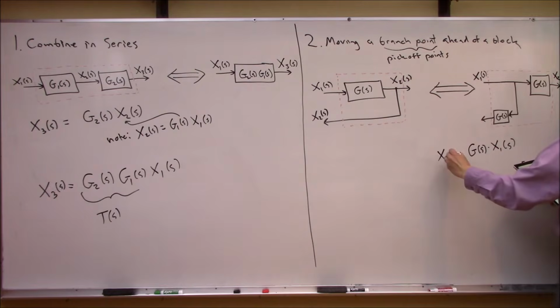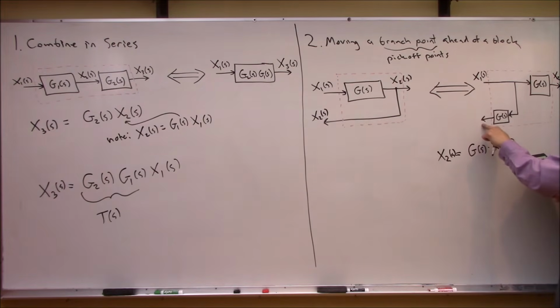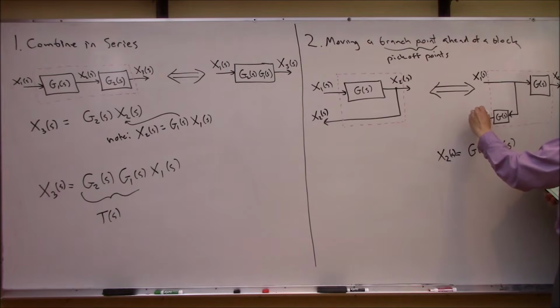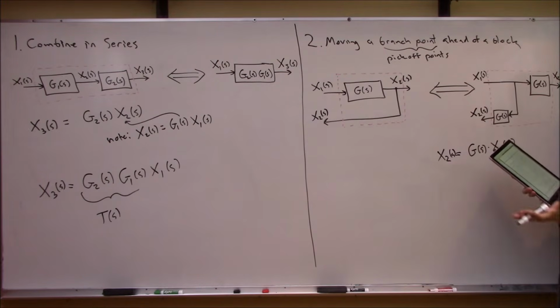So that matches. And then similarly, this signal down here, you see that basically what this signal is, it's the transfer function g times its input, which is x1 here. So this is also x2. Great. So we see that these two diagrams are equivalent.